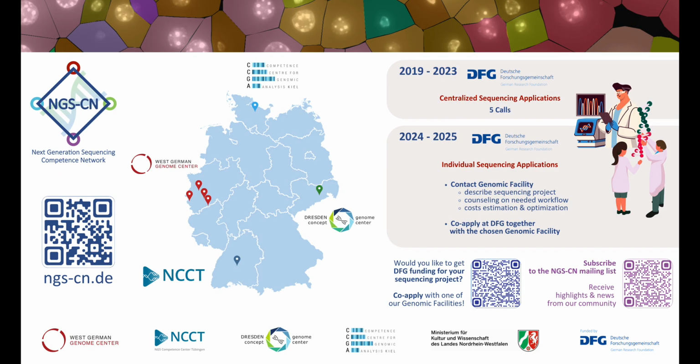It's a next generation sequencing competence network that consists of 4 production sites, as you see on the map. In 2019, DFG funded centralized sequencing applications. There were quite a lot of calls, and within each call there were a lot of projects. From 2024, DFG has changed the strategy towards individual sequencing applications. That means that now there is no special deadline for a centralized call, and you can co-apply at the DFG together with the chosen genomic facility.